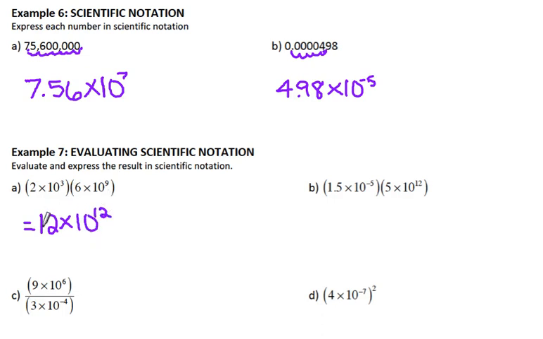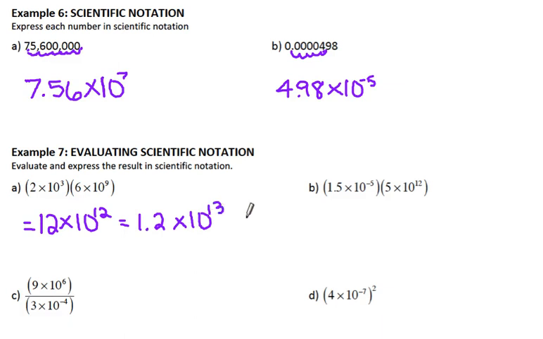This is not in scientific notation because this number has to be between 1 and 10. So what you can do for scientific notation is you can take this and expand it out so it looks like one of these numbers, or you can just move the decimal over once. So this becomes 1.2 times 10 to the 13th power.